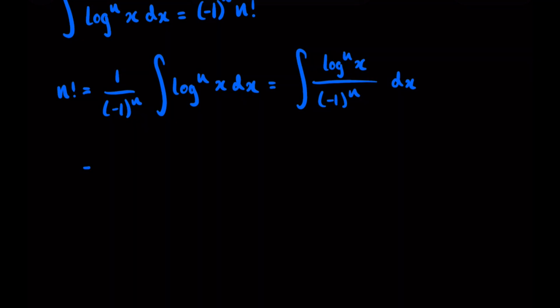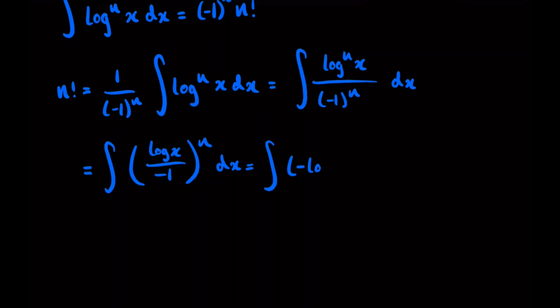And since the numerator and denominator both share the same exponent, we can write this as follows: log of x over negative 1 to the n dx, which is just the integral of negative log x to the n dx. Well, what is negative log x? We know based on our logarithm rules that a coefficient in front of the log is the same as log of x to that coefficient. And so x to the negative 1 is just 1 over x.